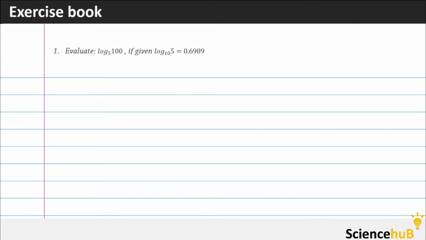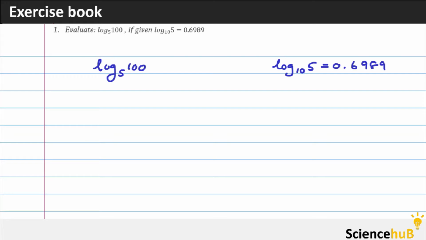Okay, let's continue to the exercises. This is the first exercise I am going to do, and this is to evaluate log base 100 of 5, if given log base 10 of 5 as 0.6989. First thing you have to notice is that you are given base 10 and asked something in base 5.